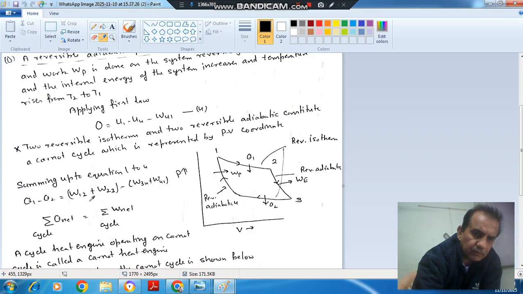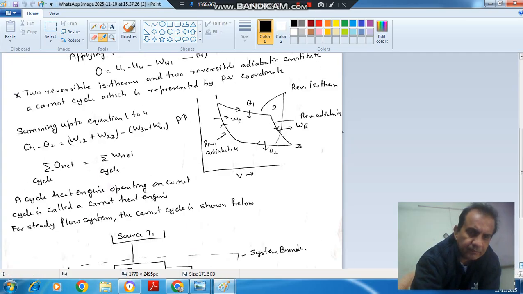So it will be W12 plus W23 plus W34 plus W41. Here expansion is taking place, here also expansion is taking place, and here you can see the compression is taking place, and here again the compression takes place. That's why we have subtracted this work. So net heat supplied is equal to net work. So this is the piston cylinder arrangement.